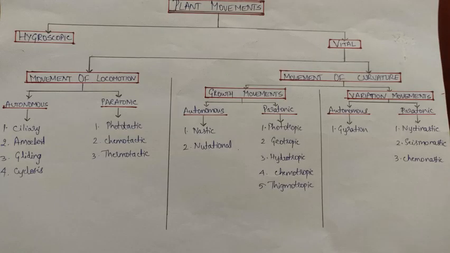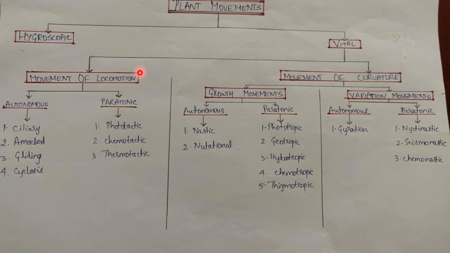That was hygroscopic movement. Now coming to the second category, vital movements. These vital movements are classified into two types: one is movement of locomotion, and the next one is movement of curvature.